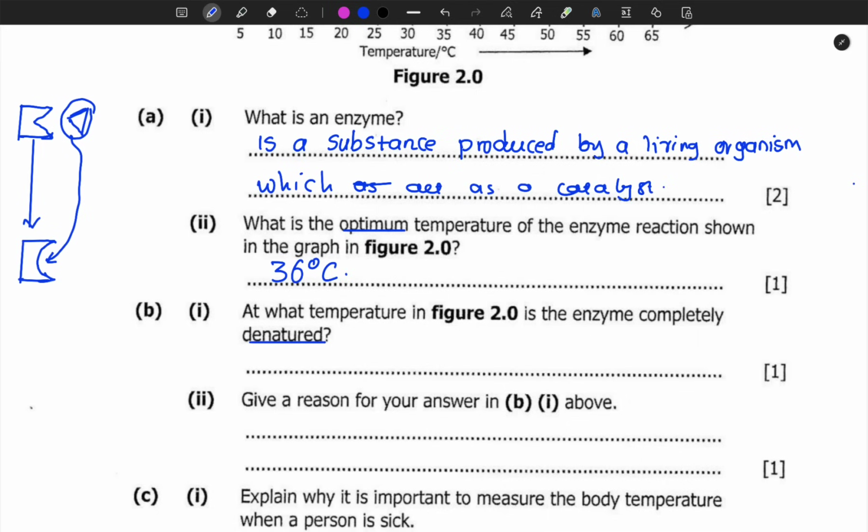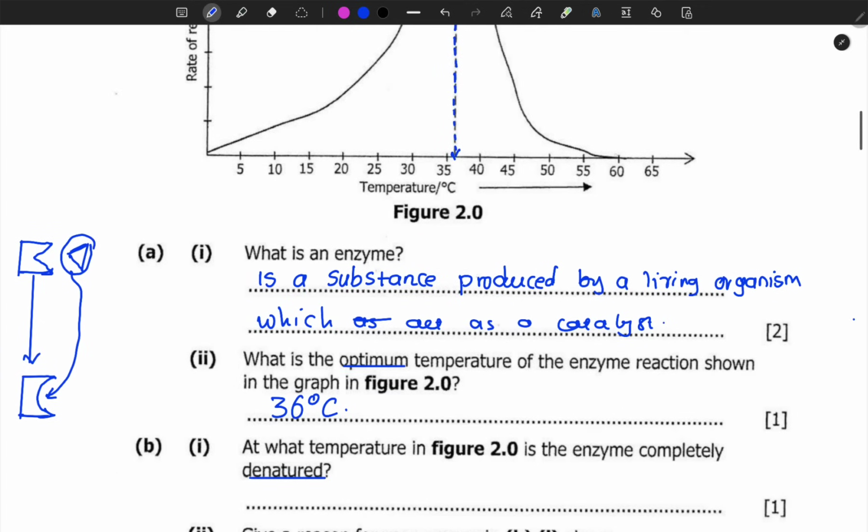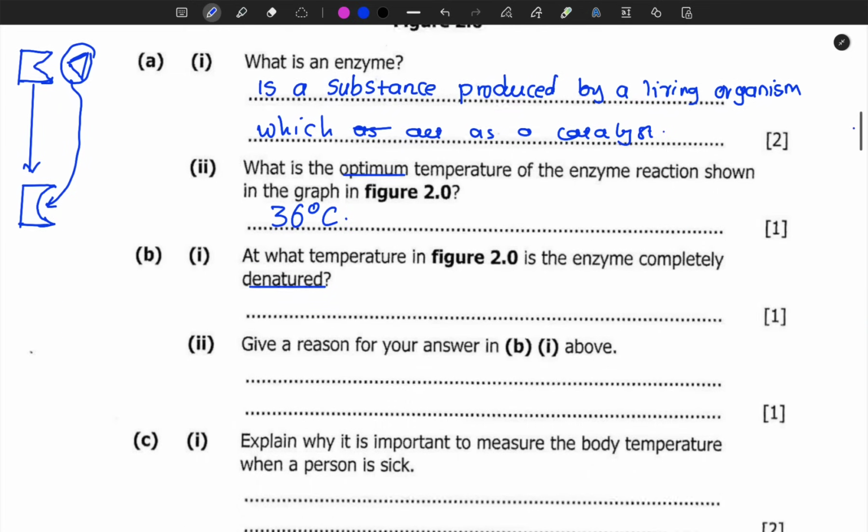So now how do we use a graph or graphs to identify where enzymes have denatured? So you need to look at where the curve, this line, is touching the x-axis. So this is the point where the line is touching the x-axis. So at this point, I can say 57 degrees Celsius. So at this point, the enzymes were completely denatured.